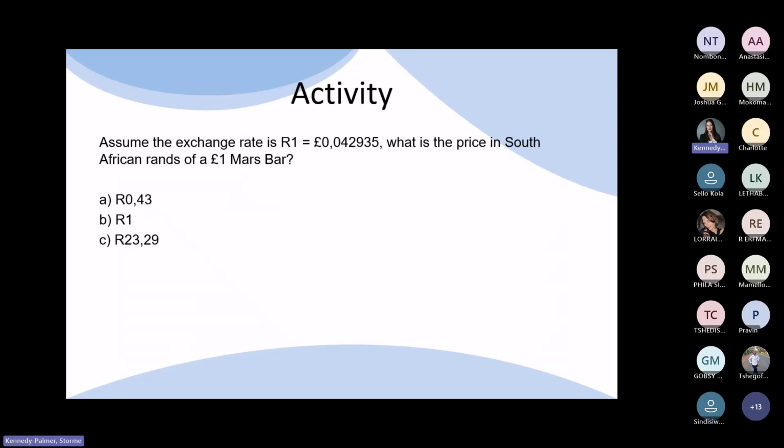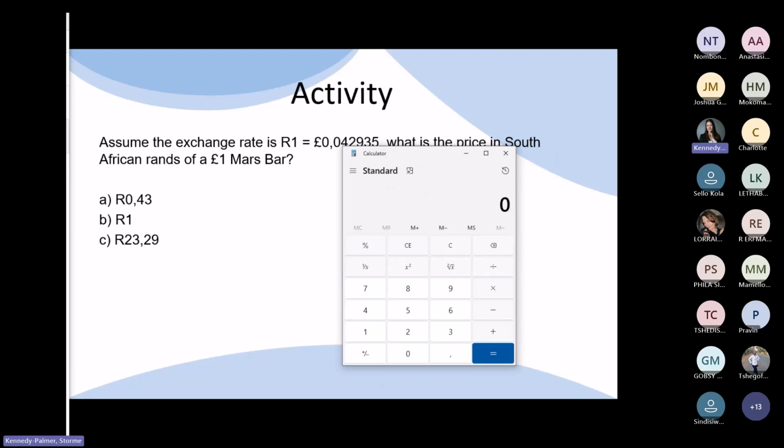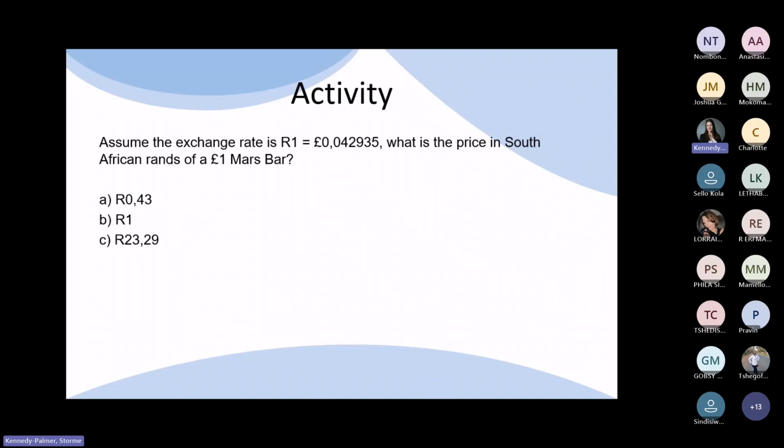So assume that the exchange rate is 1 rand is equal to 0.042935 British pounds. What is the price in South African rands of a 1 pound Mars bar? Would anyone like to try and answer that? Option C. Yes, perfect. That's right. It was on the previous slide, but that is 100% correct. So thank you for that. I see we've also got Lerato in the chat, correct as option C.